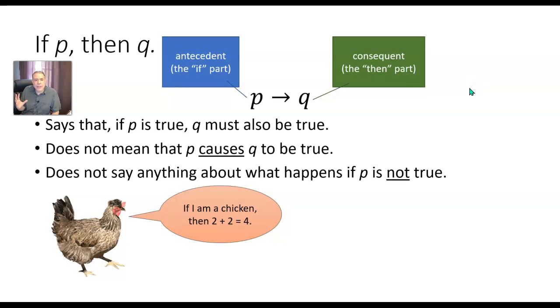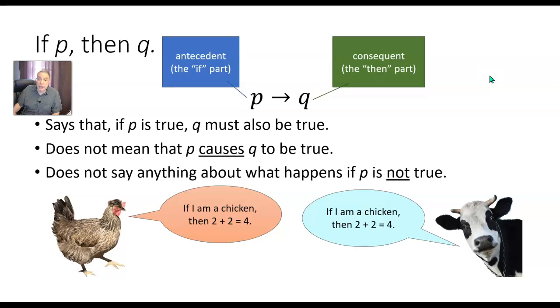And it does not say anything about what happens if the antecedent is not true. It's just saying if P is true, then Q must also be true. But if P is not true, if P is false, Q could still be true, or Q could also be false. Either way is fine. So if a cow says, if I am a chicken, then 2 plus 2 equals 4, that would be logically considered a true statement. If that first part, I am a chicken, is not true, all bets are off. It doesn't matter whether the second part is true or not.